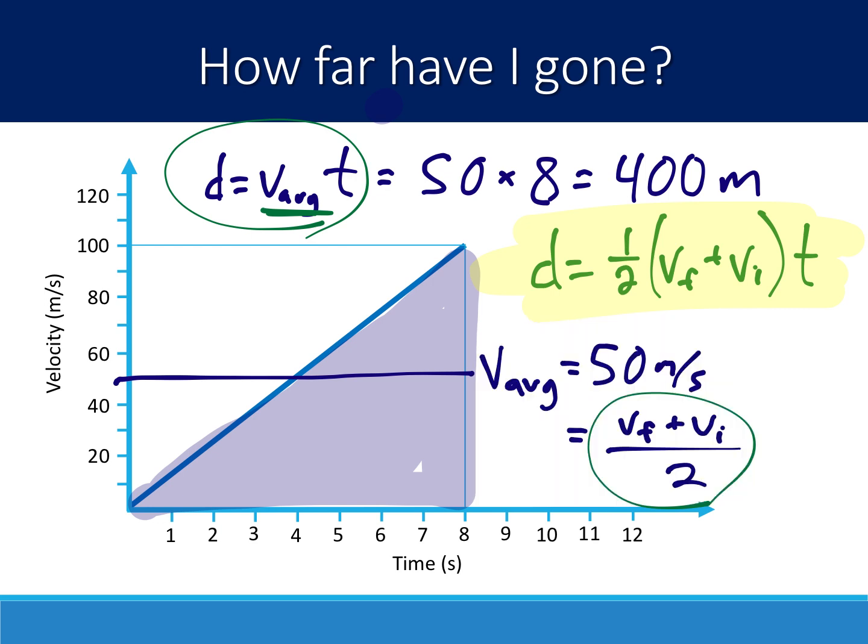Now, plugging this in, of course, we get an average velocity of 50 meters per second. That times my time of 8 seconds gives me my distance traveled of 400 meters. Now, this is the big idea between acceleration and constant velocity. We have to make sure that we're using the right equation for the right scenario. This equation that I've highlighted right here will work best when we have accelerated motion. As you can see here, we start at a low velocity, we end at a high one.